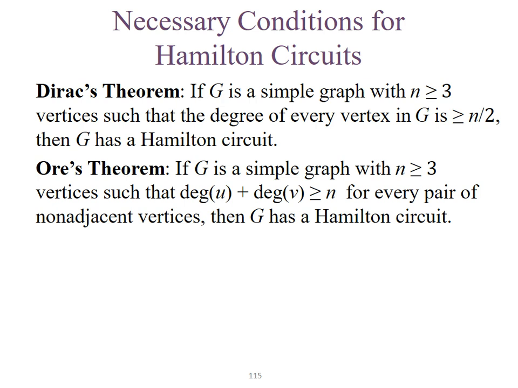Okay. The second theorem is Ore's theorem. If G is a simple graph with n larger than or equal to 3, we have n vertices, and then degree of u plus degree of v is larger or equal to n for every pair of non-adjacent vertices, then G has a Hamilton circuit. Okay, so maybe we can see what this theorem tells us.